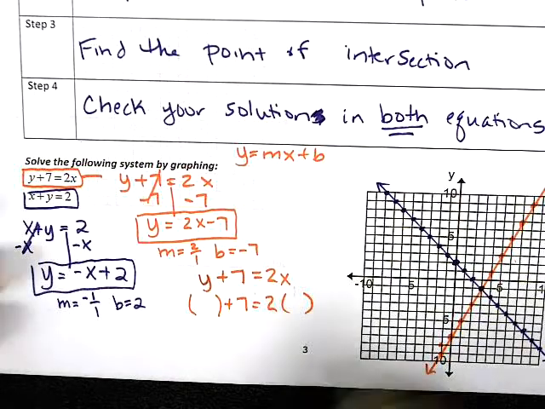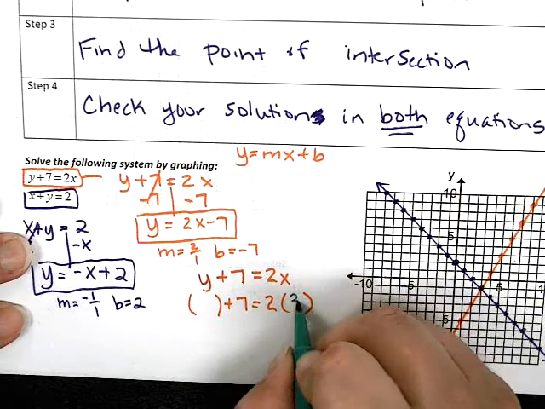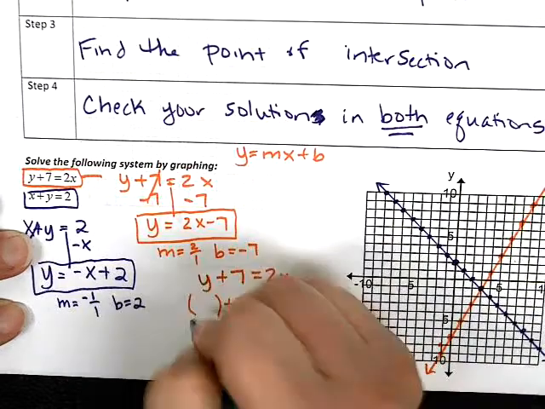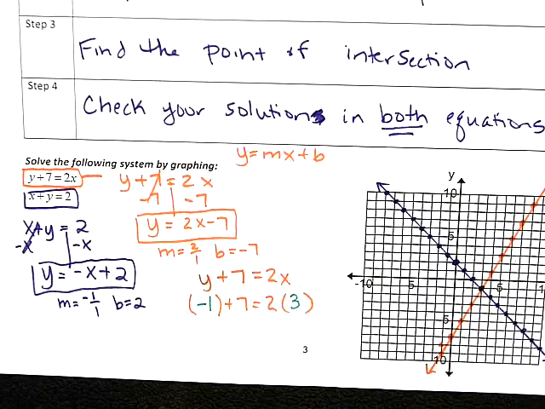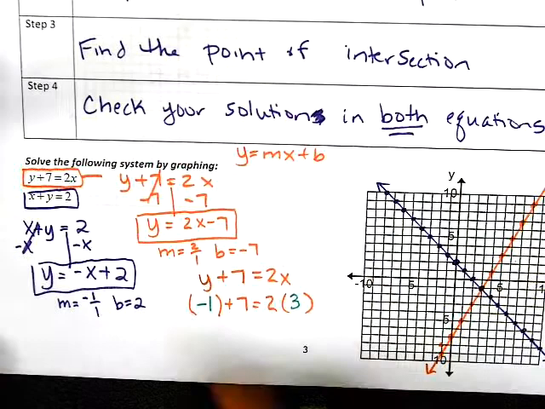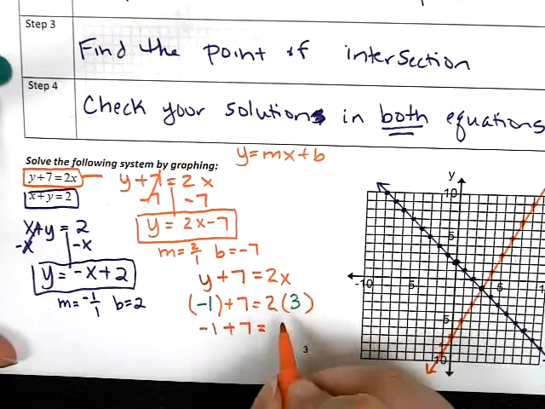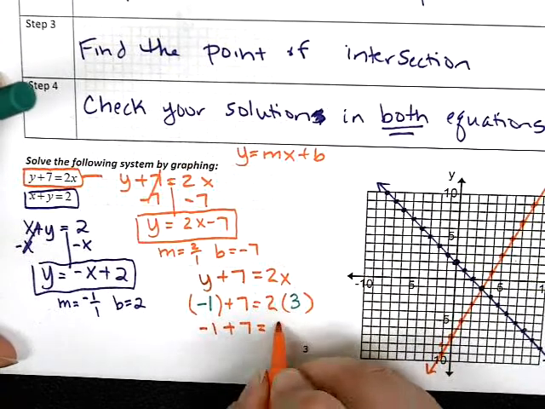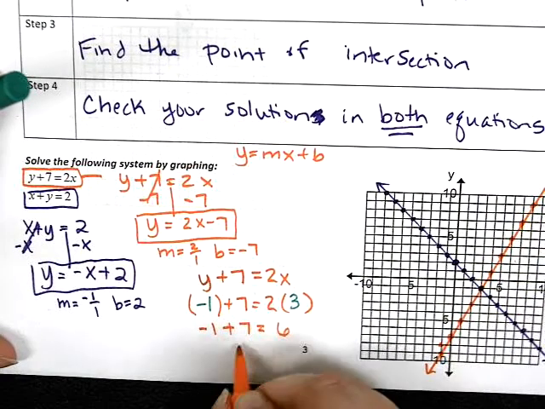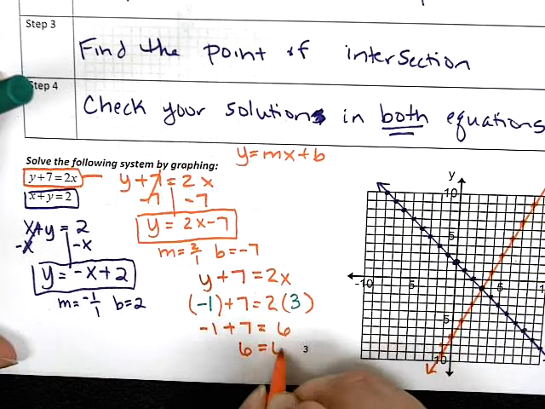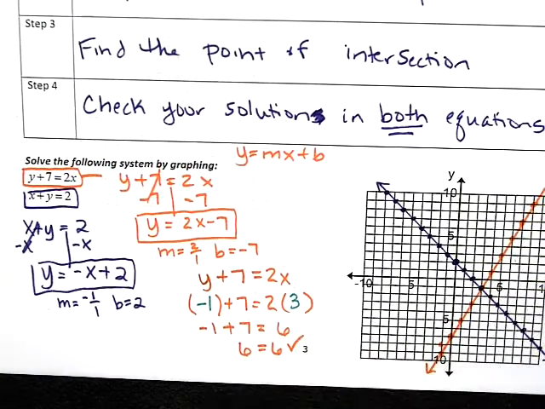And I'm going to plug in my x and y that I found from my graph. So we said the x value was 3, so put that over here. And our y value was negative 1. And let's see if this works or not. So this is negative 1 plus 7. 2 times 3 is 6. Negative 1 plus 7 is 6. So I get 6 equals 6. Awesome. It works in my orange equation.